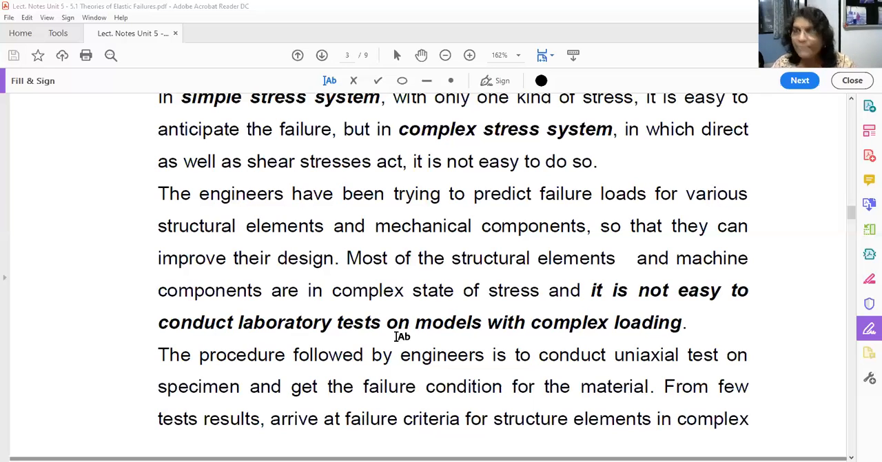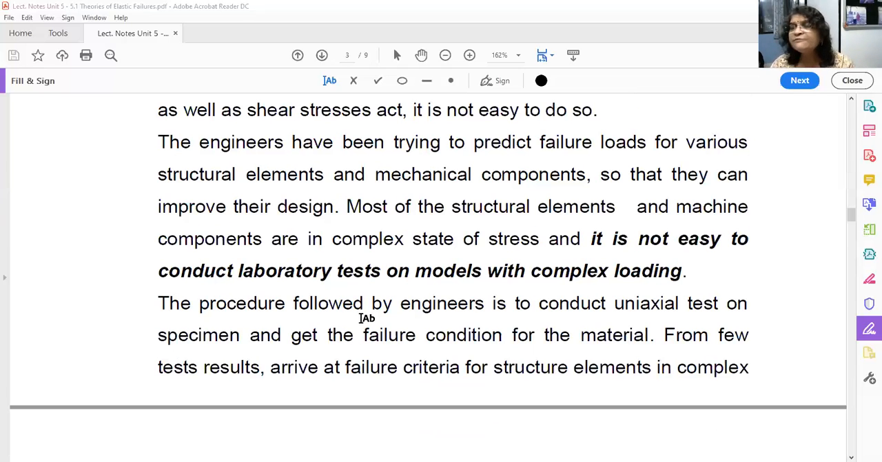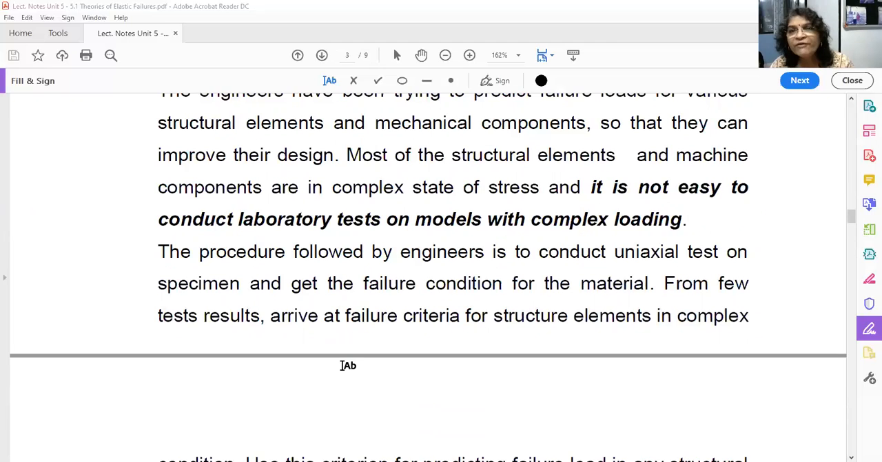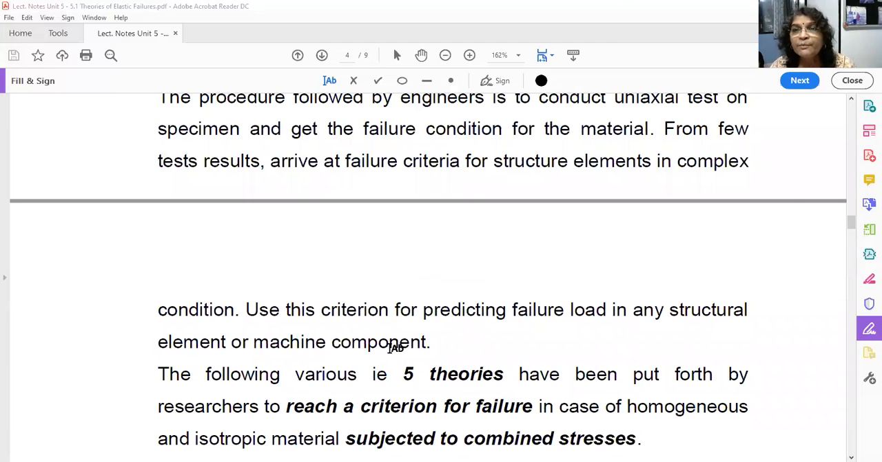But when it is a complex loading, it is very difficult to simulate that load and then find out the stresses. So what procedure is followed to determine the failure or the properties under such complex loading, so that you can find out at what stresses your component is going to fail? To determine the stresses at which components fail due to complex loading, scientists have suggested 5 theories of elastic failure.